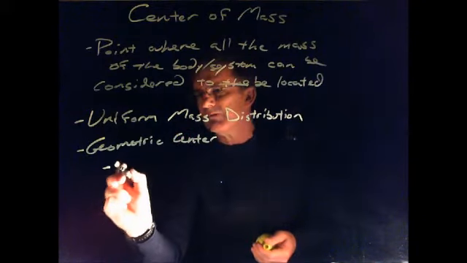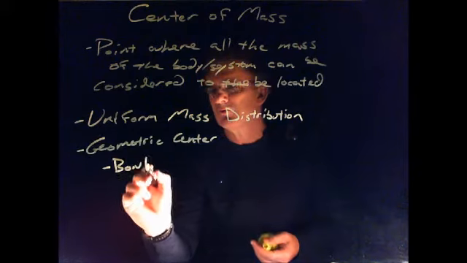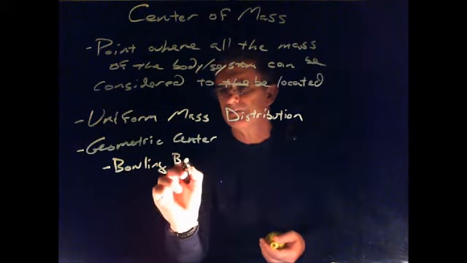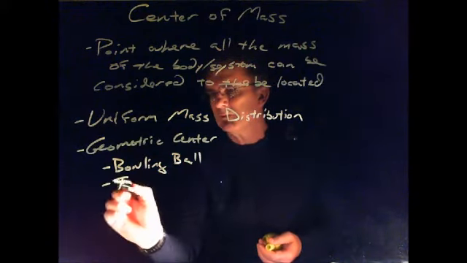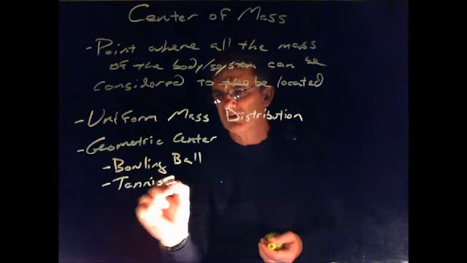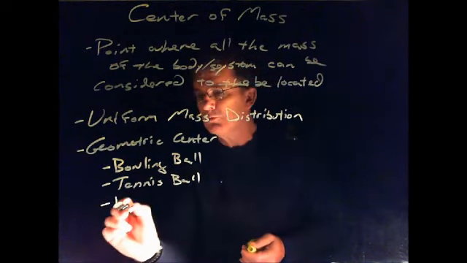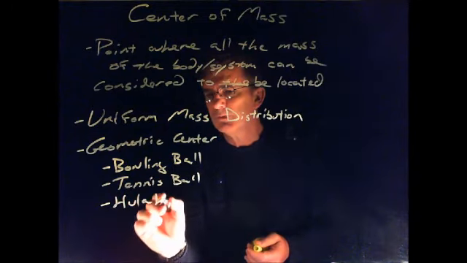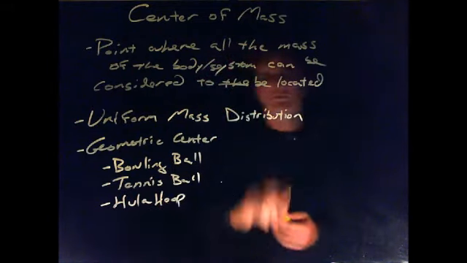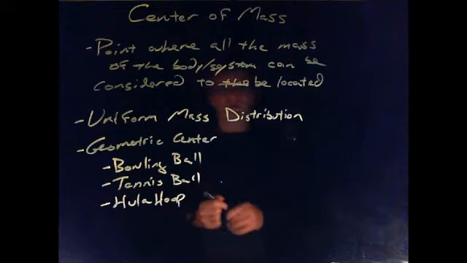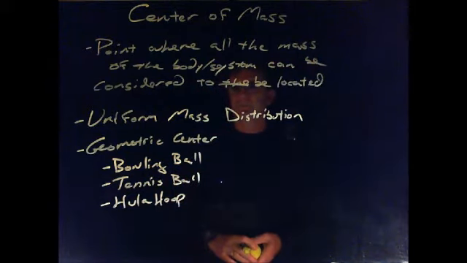And so let's say we have a bowling ball, geometric center, nice and solid. Tennis ball, geometric center, even though it's a shell. A hula hoop, geometric center, even though it's a round shape and there's nothing in the middle.